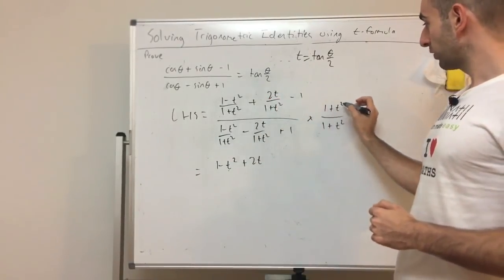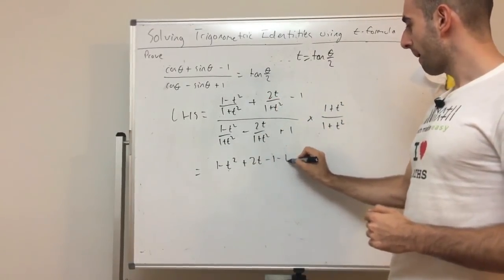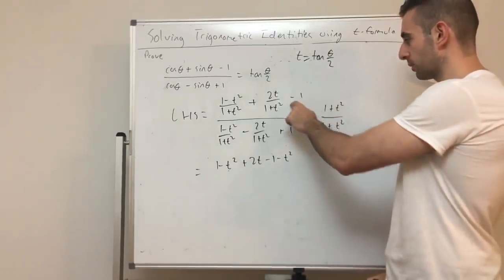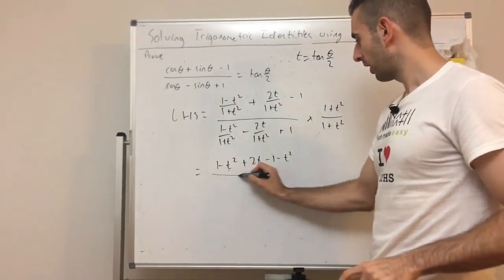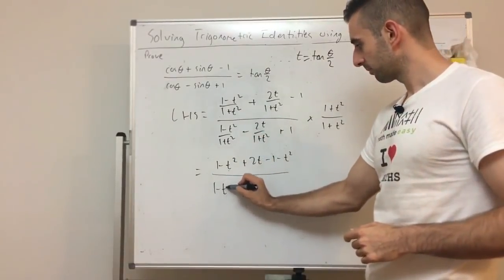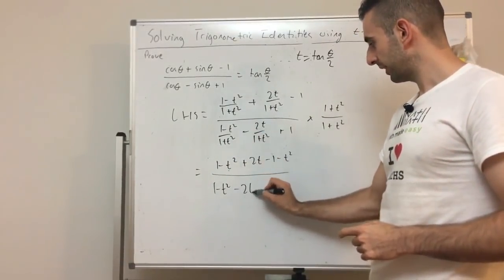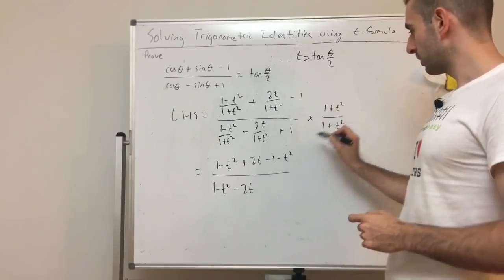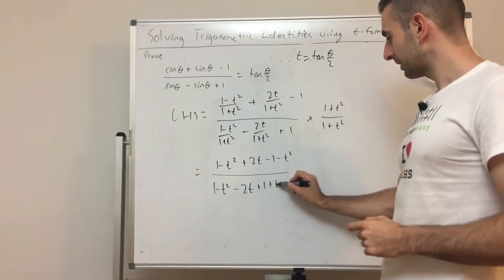So it'll be minus 1 times that, which turns into minus 1 minus t squared, right? Because it's minus 1 times each term over. Again, this is going to cancel with that. And now, so that's minus 2t. And now it's plus 1 times that. So it's plus 1 plus t squared.